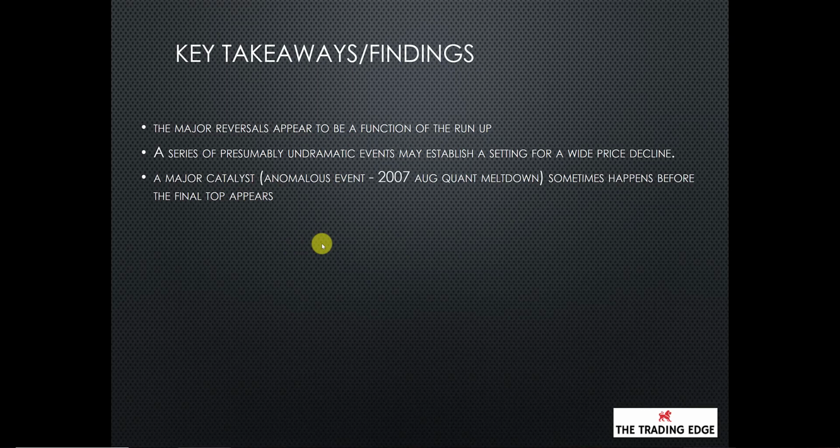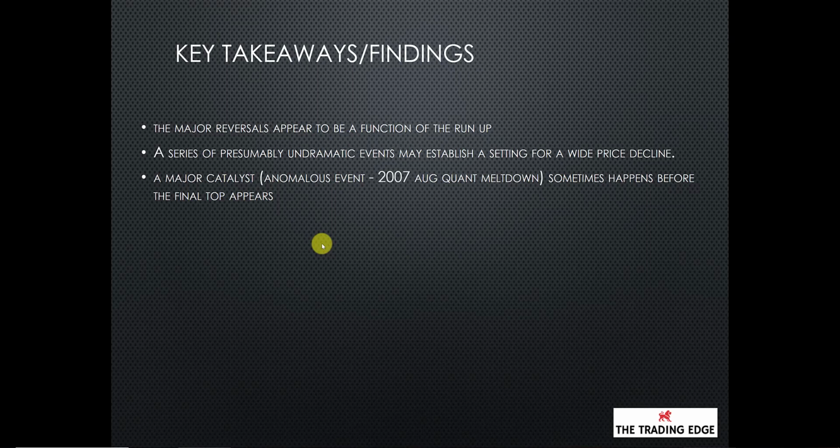Thirdly, a major catalyst sometimes happened before the final top appeared. Sometimes there wasn't any catalyst you could agree upon that caused the ultimate top, but sometimes you did. So there wasn't any pattern there. A lot of this has to do with people actually agreeing to what may have caused the ultimate reversal at the end of the day.